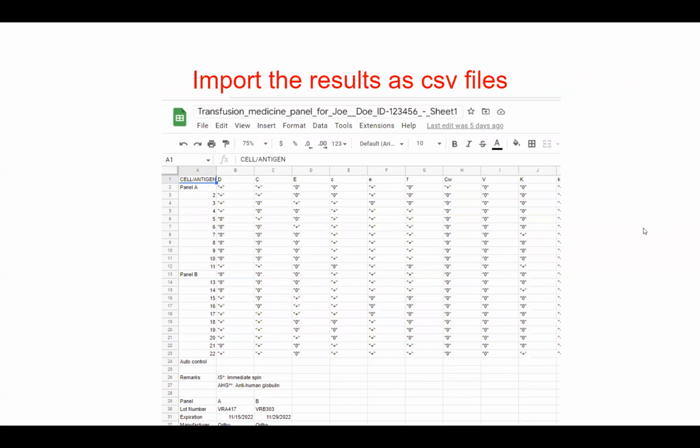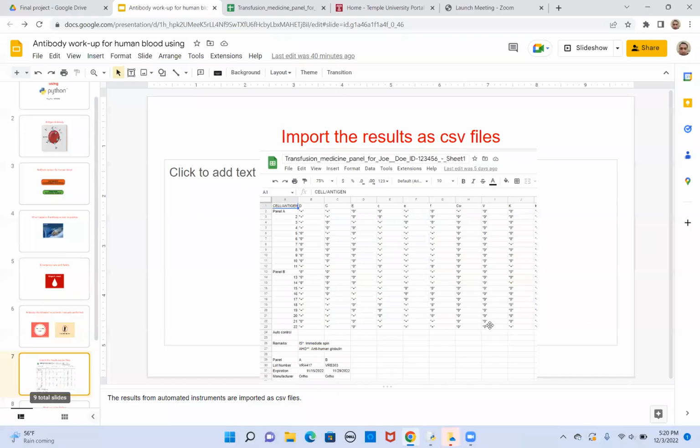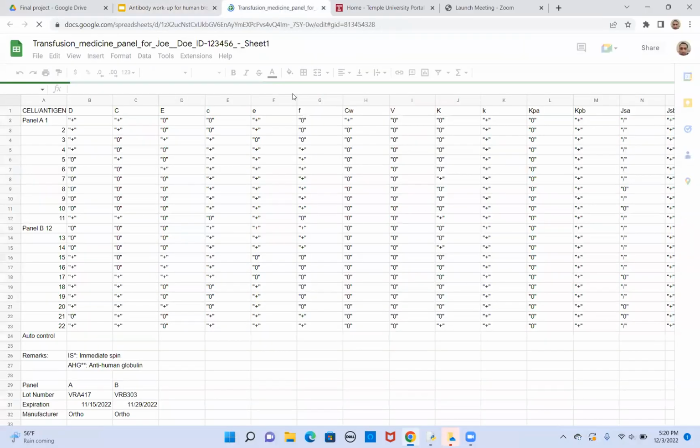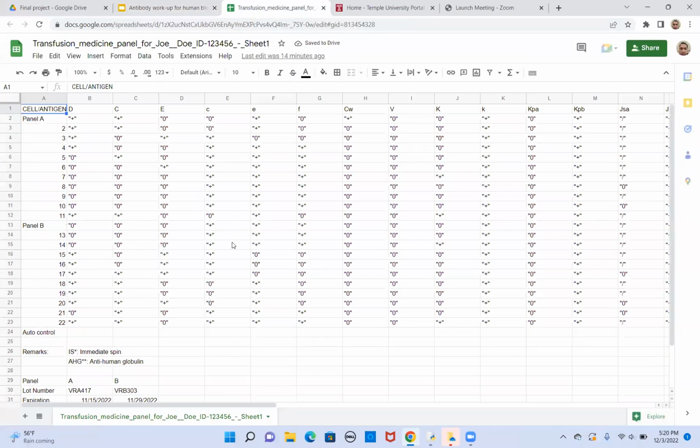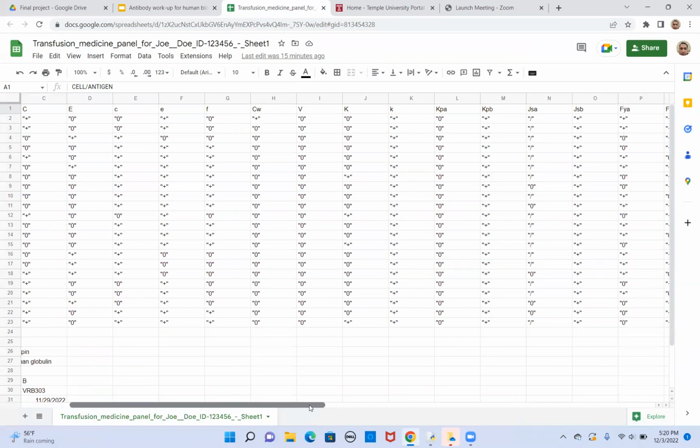Now I'll be talking about how I use Python to run antibody identification. So the results from automated instruments are imported as CSV files, as shown in the slide. So let's say here I have the reactions corresponding to each antigen: D, C, E, little c, little e, F, C, W, all the way to the right.